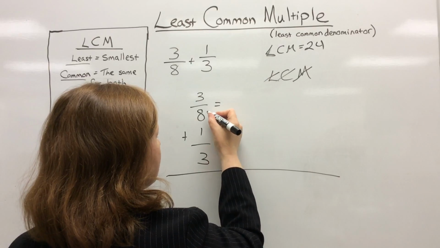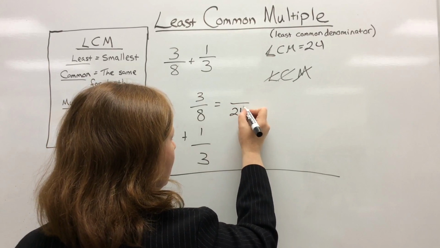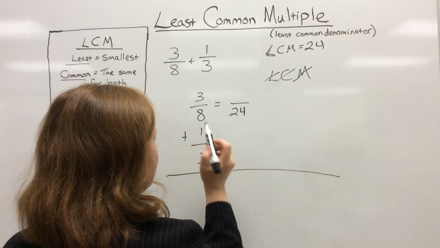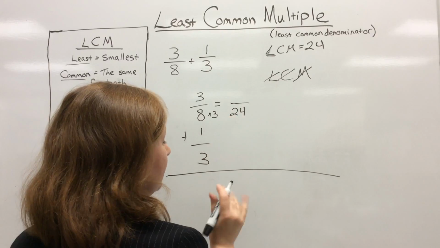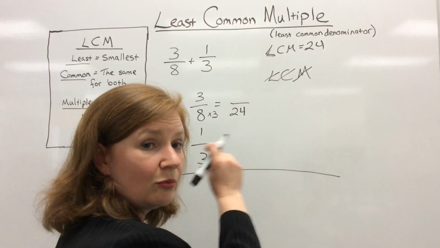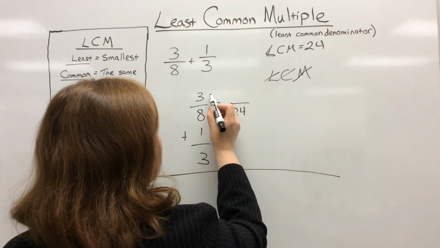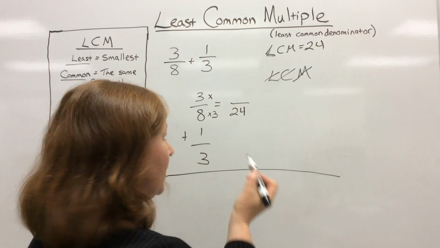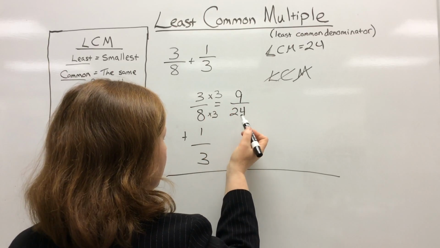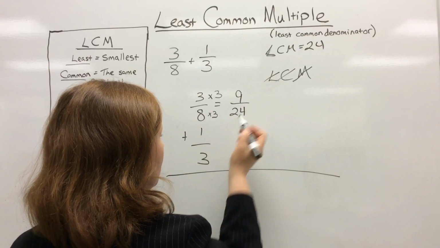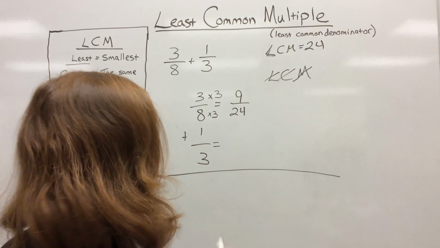So 3/8, if I use 24 as my denominator, I know that I multiplied 8 times 3 to get 24. If I still had my chart up here, I could see at the top what I multiplied by. 8 times 3 is 24, and now I need to multiply my numerator also by 3. So 3 times 3 is 9. An equivalent fraction is 9/24. Now I can find another fraction with the same denominator, and then I can add.